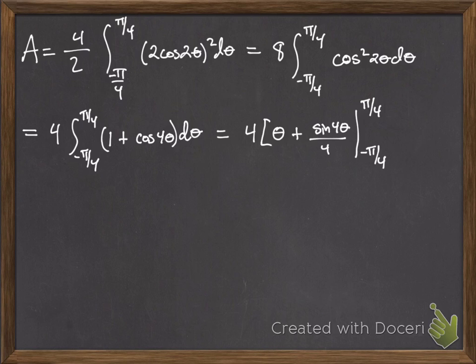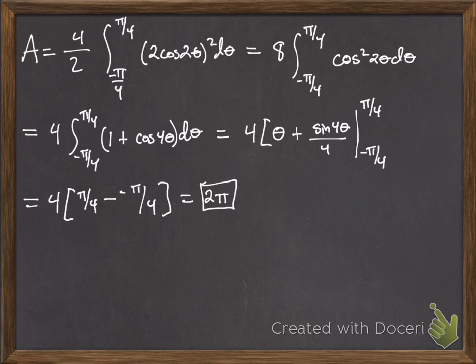Now, similar to the last example, let's plug negative pi over 4 and pi over 4 into the 4 theta. That's going to give me negative pi and pi, both of which are 0 when we take the sine of them. So we don't really need to worry about the sine portion. We just need to evaluate at theta. So we'll have 4 times pi over 4 minus the lower limit of negative pi over 4, and that'll simplify down to 2 pi, and that's the area of the region bounded by this rose curve.